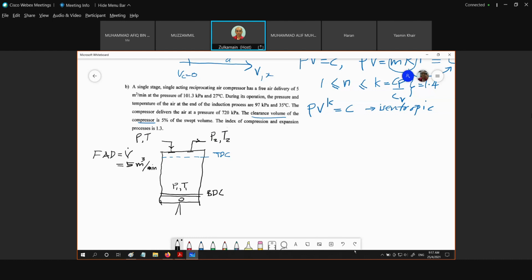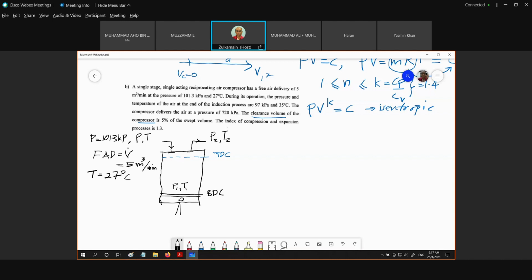And then it says this is measured at this condition, whereby your P is equal to 101.3 kPa. Sorry, in kilopascal, not in bar. 101.3 kPa. And your T right here is given as 27 degrees C.